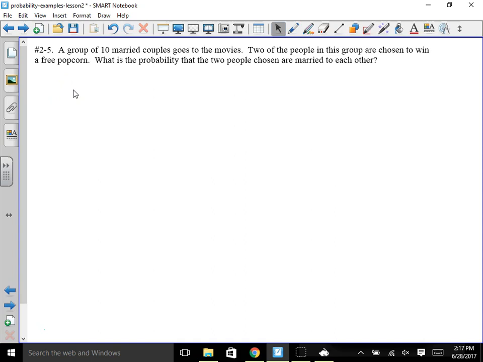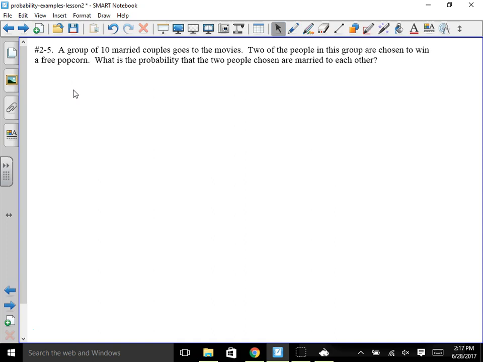Okay, it says a group of 10 married couples goes to the movies. 2 of the people in this group are chosen to win a free popcorn. What is the probability that the 2 people chosen are married to each other? Okay, this is a little bit tricky. It's actually a very easy problem if you see the trick, right? So pause the video, think about it.